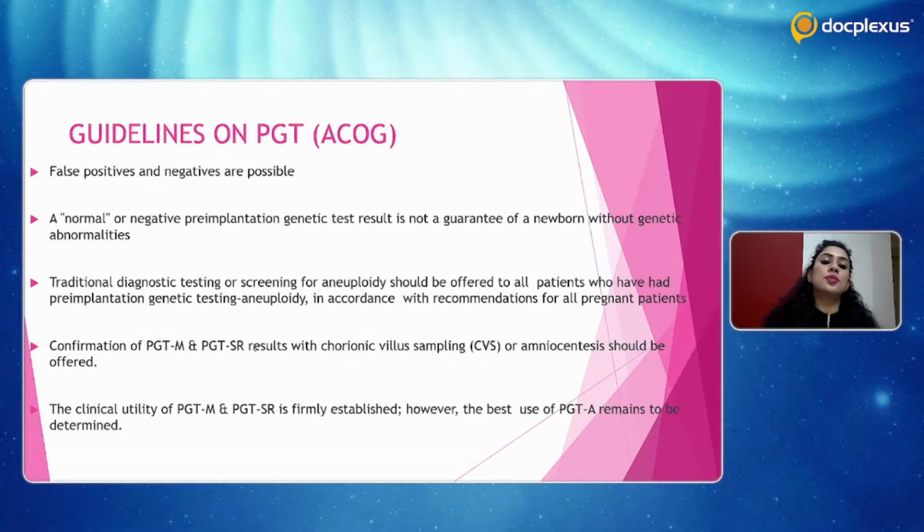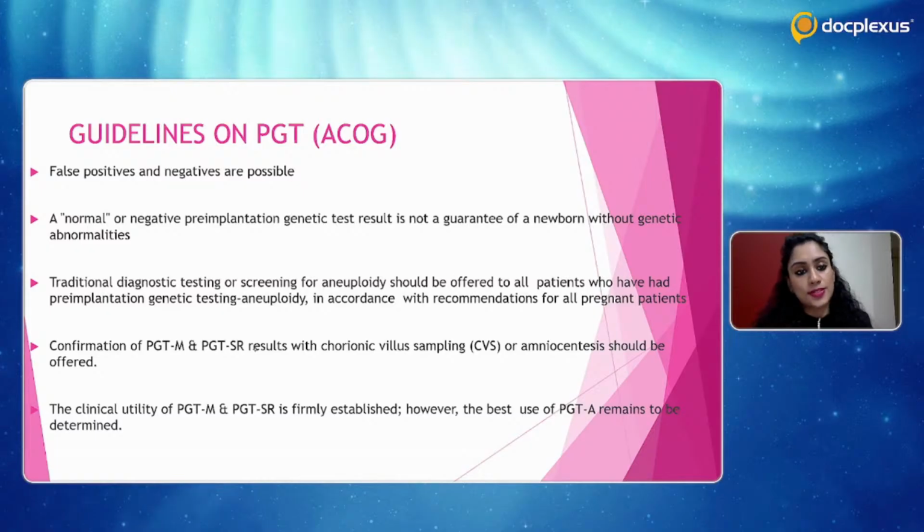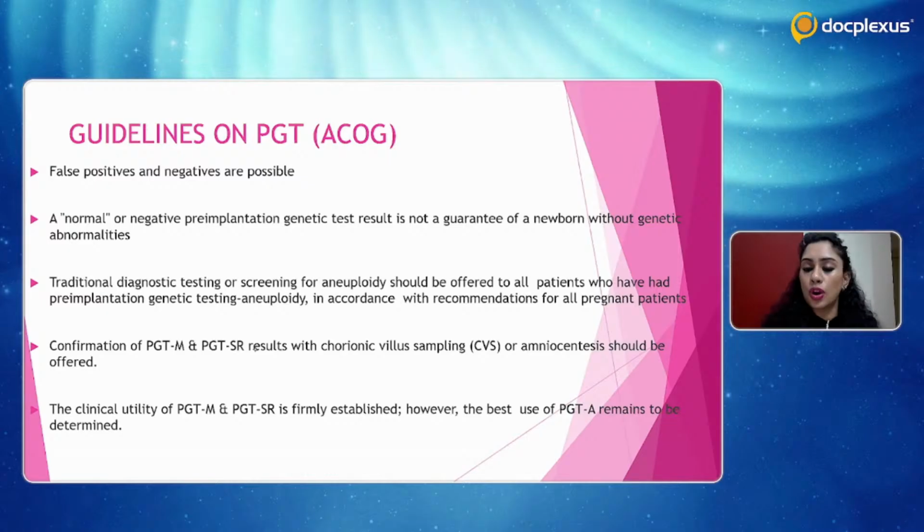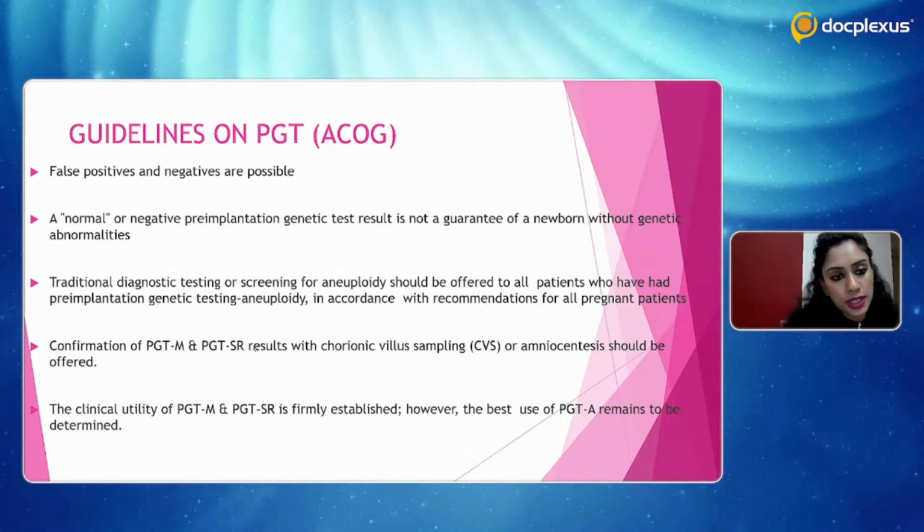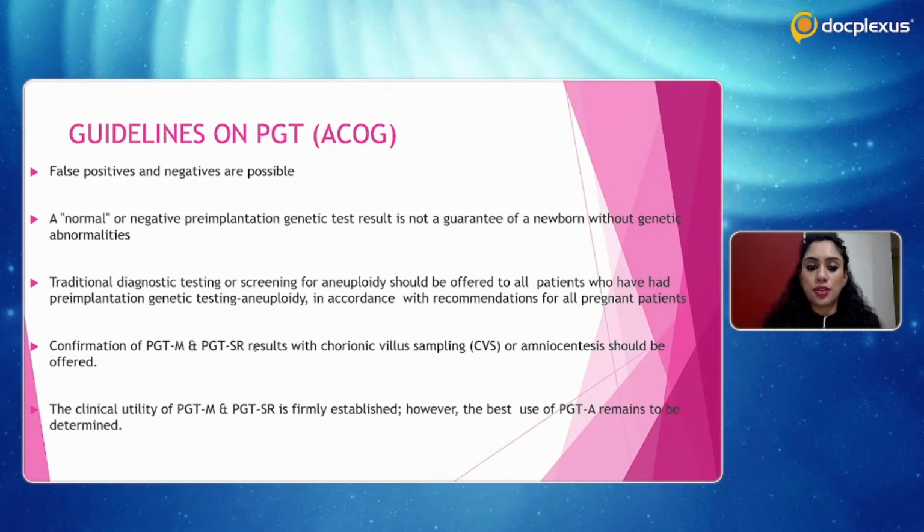Now, what does ACOG recommend for PGT? False positives and negatives are possible. A normal or negative pre-implantation genetic test result is not a guarantee of a newborn without genetic abnormalities. Traditional diagnostic testing or screening for aneuploidy should be offered to all patients who have had pre-implantation genetic testing for aneuploidy, in concordance with recommendations for all pregnant patients. Confirmation of the PGT for the monosomic and the structural results with CVS or amniocentesis should definitely be offered.